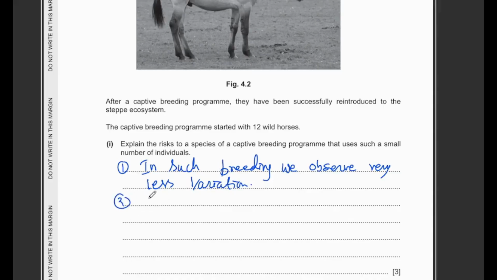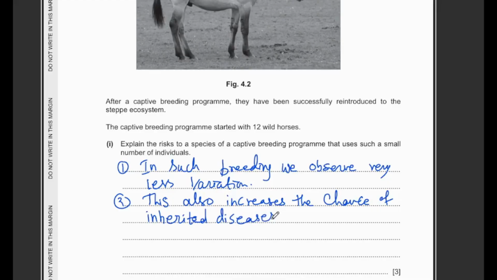Second point, this also increases the chance of inherited disease, because within a few limited numbers only this is being performed, so there is a chance of transferring the disease also. And the third and very important one is decreased heterozygosity.